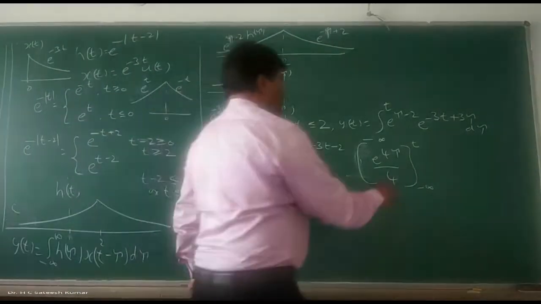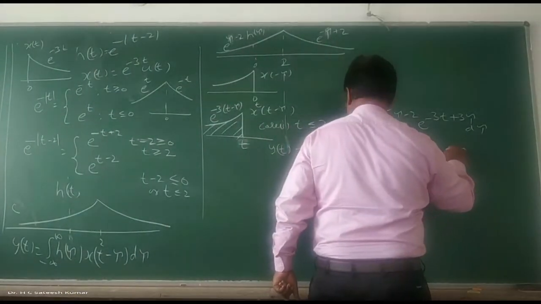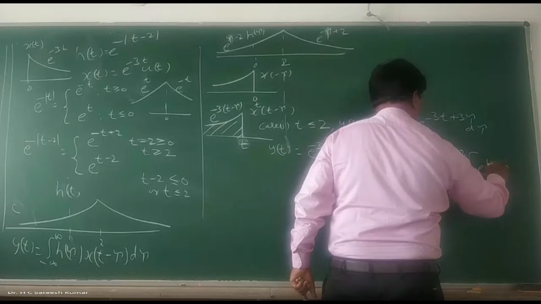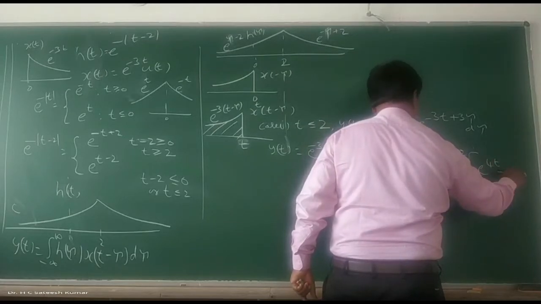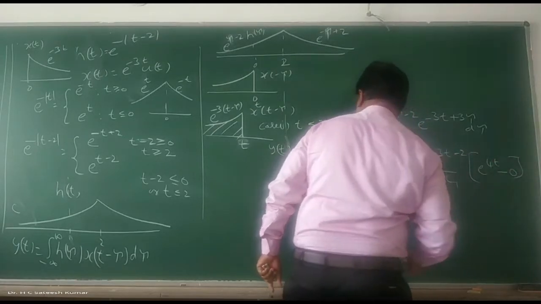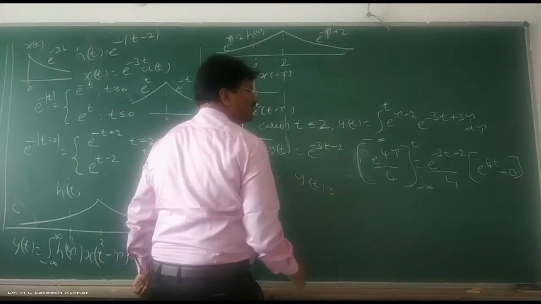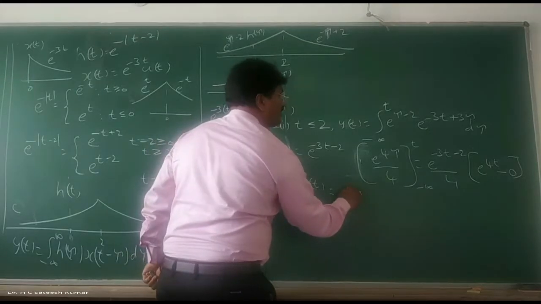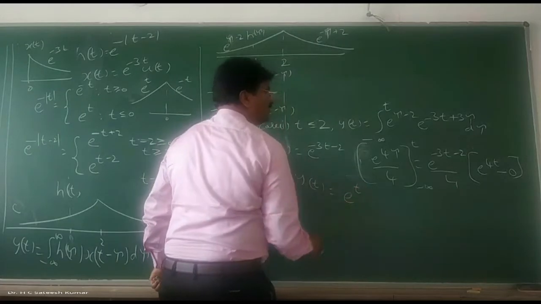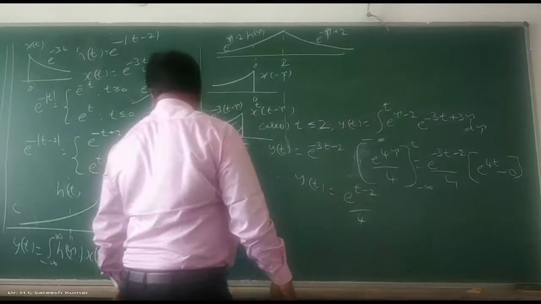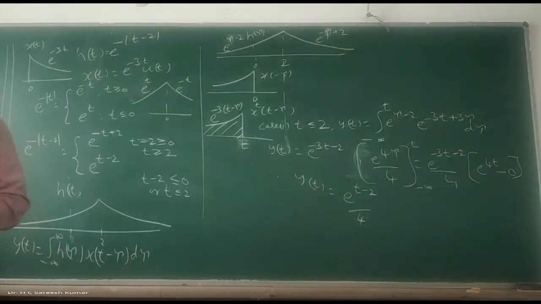So this is nothing but equal to e to the power of minus 3t minus 2 divided by 4 into e to the power of 4t. e to the power of 4t minus e to the power of minus infinity is 0. Therefore, y of t is equal to e to the power of minus 3t plus 4t is e to the power of t. e to the power of t minus 2 by 4.